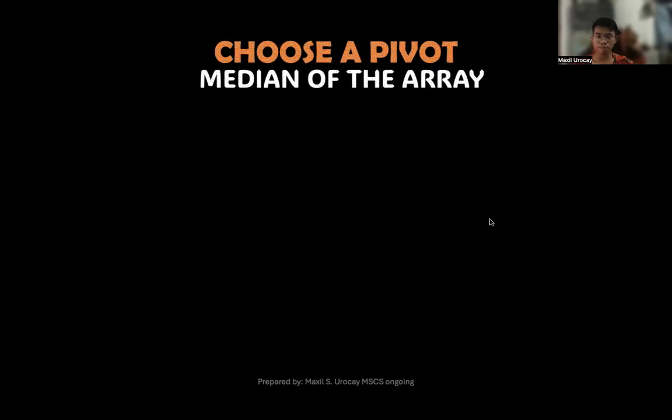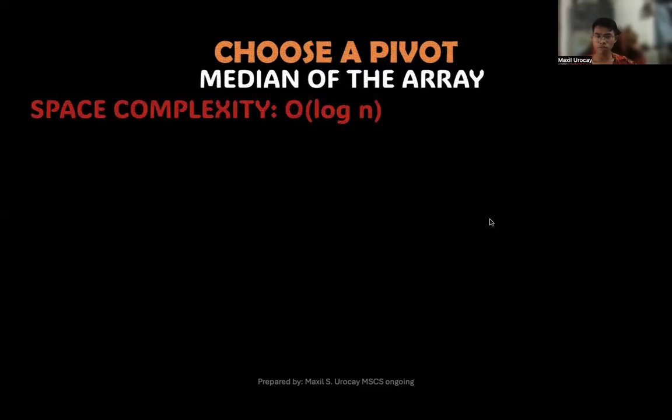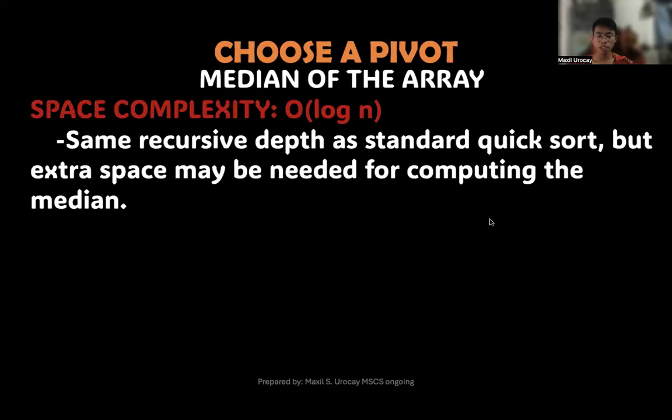But of course, I definitely appreciate this kind of pivot selection. So the space complexity will be O(log n) space, the same recursive depth as standard quicksort, but extra space may be needed for computing the median.